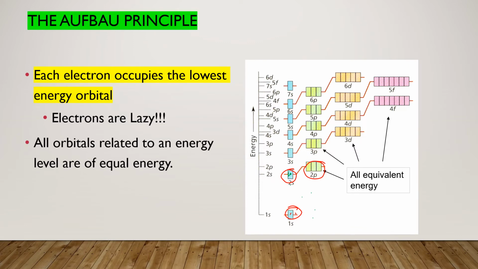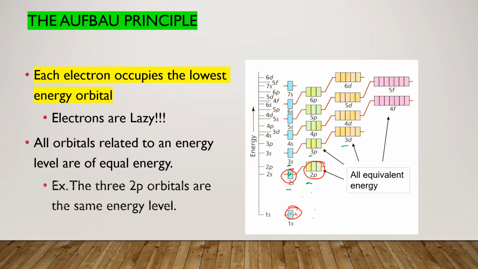So all orbitals related to an energy level are of equal energy. So anything that's an energy level 2, we call it equal energy. If it's energy level 3, whether it's 3s, 3p, or 3d, it's equal energy, so on and so forth. Example, the 3p orbitals are the same energy level.